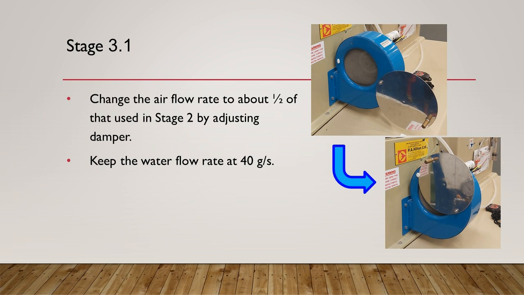Stage 3.1. Change the air flow rate to about 1/2 of that used in stage 2 by adjusting the fan intake damper, keeping the water flow rate same as before. How to adjust the air flow rate?